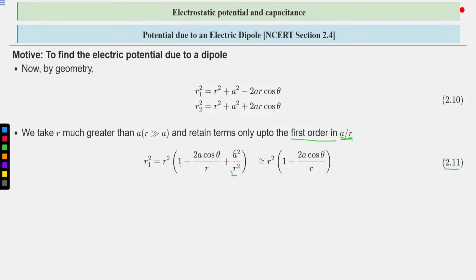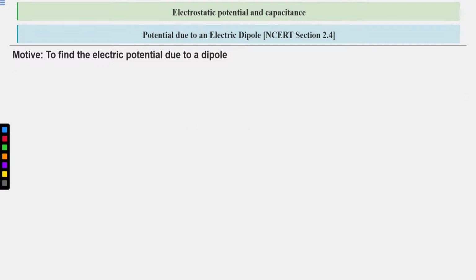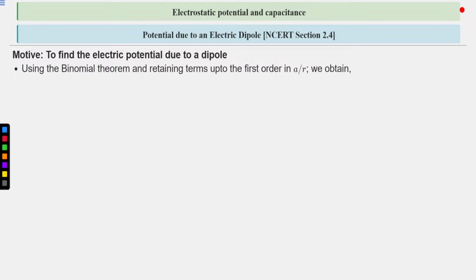Mark it as 2.11. Similarly, r2 square we can write as this, neglecting the a square by r square term from here also. Mark it as 2.12. Now we are going to use the binomial theorem, retaining only the terms that are first order in a by r.